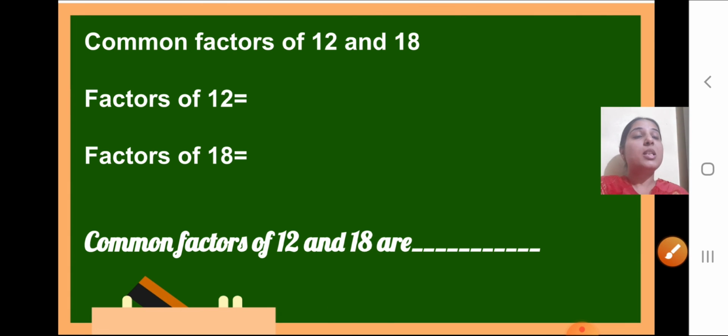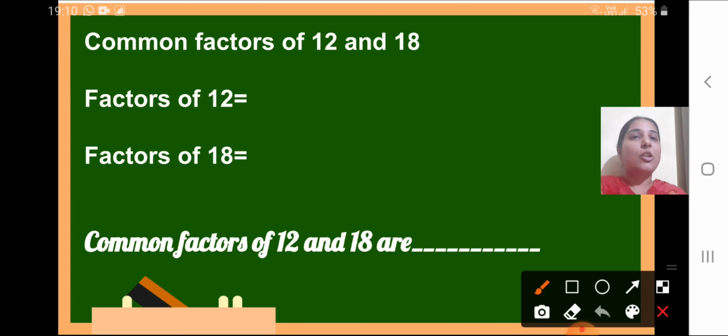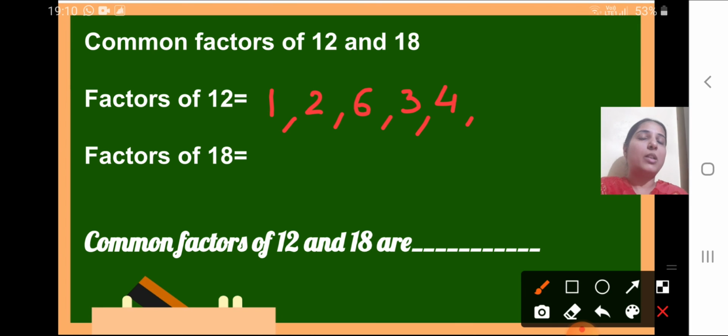Which are the numbers which will completely divide number 12? So we will start with number 1. Why? Because 1 is the factor of every number. Then it will be divisible by 2 as well. 2 how many times? 2 6s. So 6 will also be a factor of number 12. And then 3 4s are 12. So 3 and 4 both will be the factors of number 12, and then the number 12 itself.